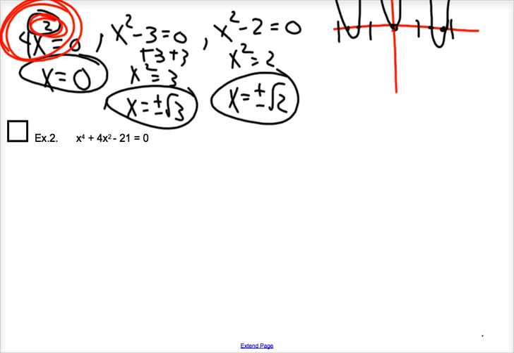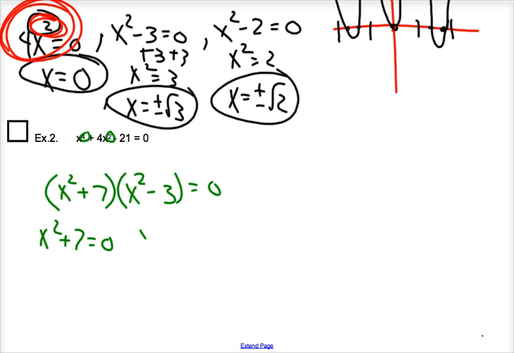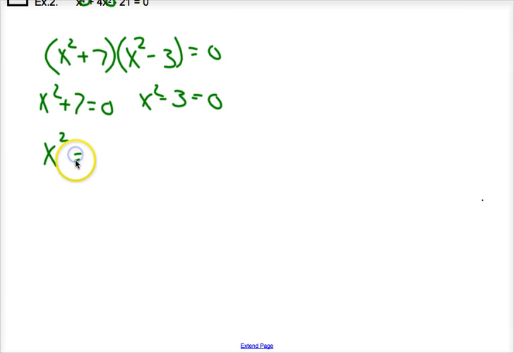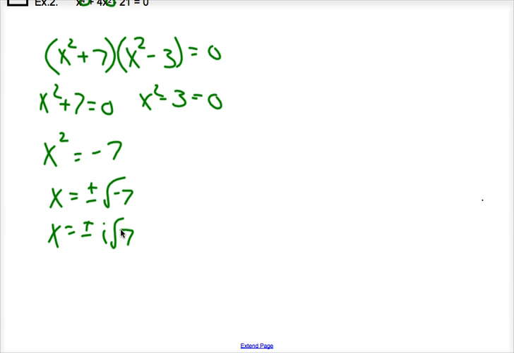Okay, example 2. I got x to the 4th, that's even. I got x squared, that's half that. So I go ahead and say 1 times 1 is -21, adds up to 4. That'd be +7 and -3. So I need x squared plus 7 equals 0. I need x squared minus 3 to equal 0. This one I subtract 7 and square root. So it's plus or minus square root -7. Well, that'd be plus or minus i root 7. This one, we already did x squared equals 3 on the one above. That'd be x equals plus or minus root 3.